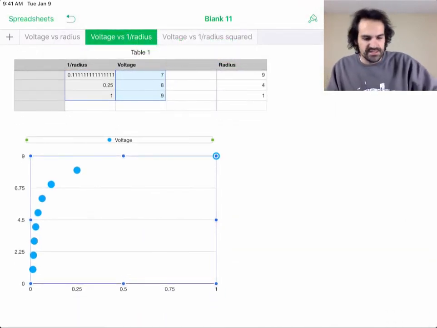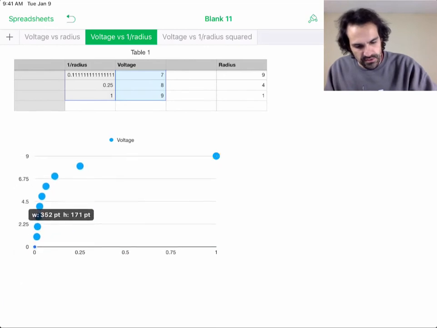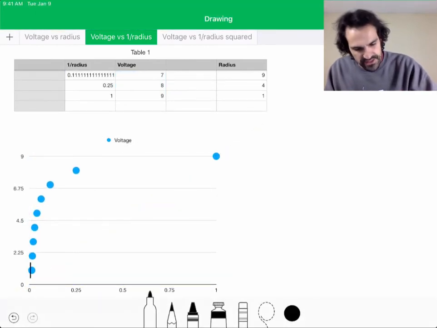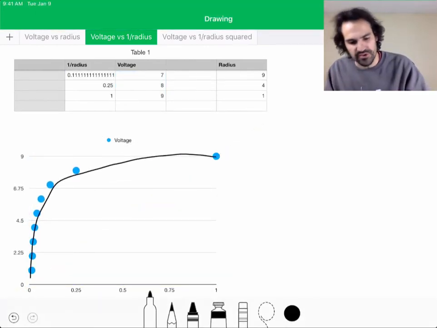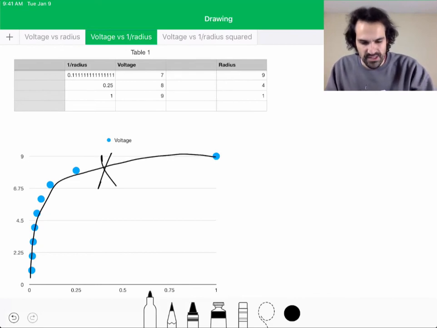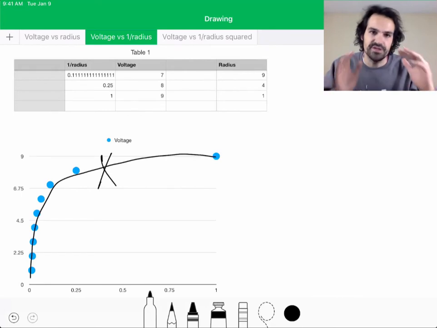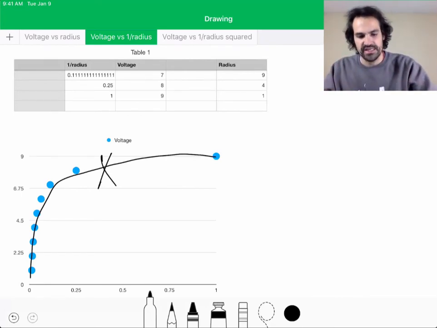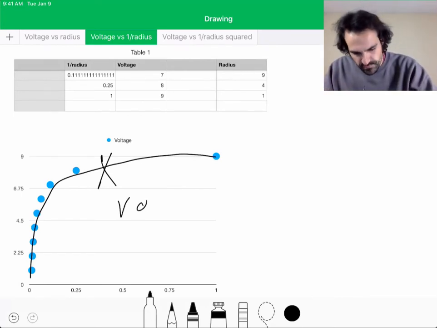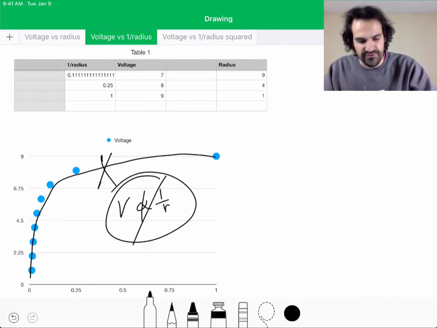Whoa, that is not a direct proportionality, which means that our relationship, based on this fake data I've made up, which is not accurate and does not reflect the data you have, is not proportional to 1 over the radius. That's what we found. Oh, there's no undo button?